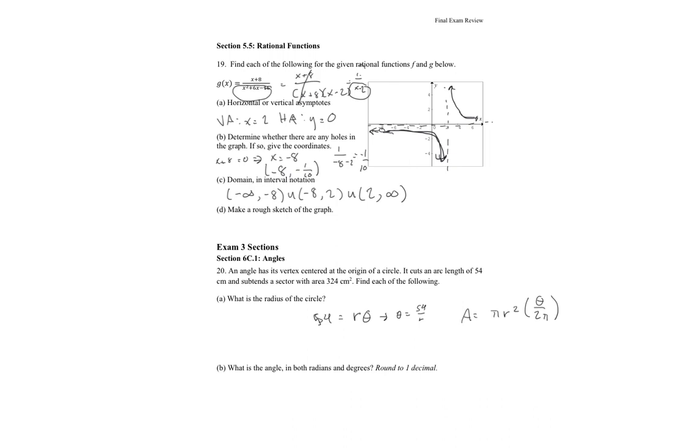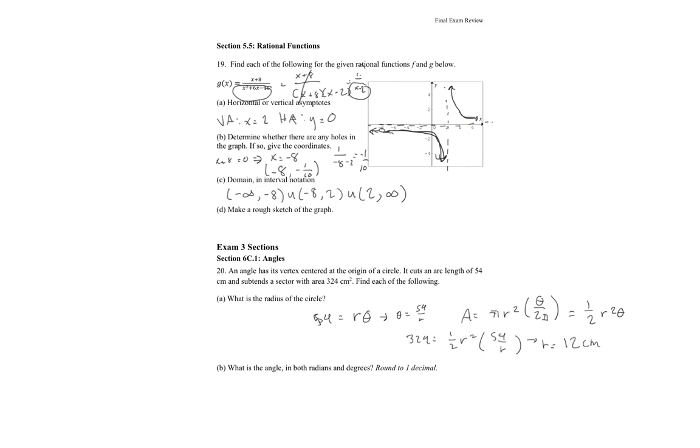But since this is just a portion of the circle, this is going to be times theta over 2 pi, where theta is in radians. And so then that pi cancels out, and we're just left with 1/2 r squared theta. And so then we can plug in for our theta that we came up with. So then that's going to be our area, or our 324, is equal to 1/2 r squared times 54 over r.